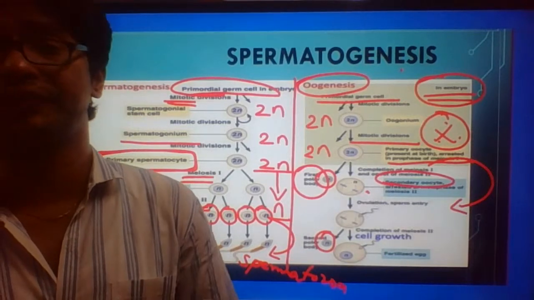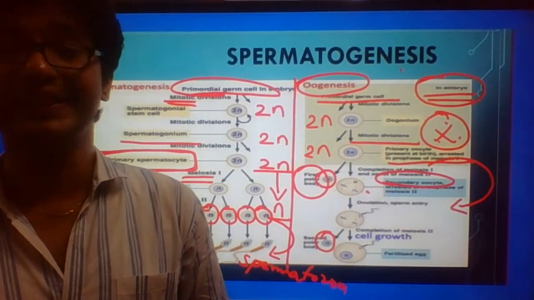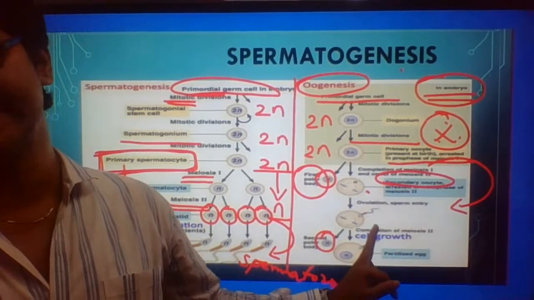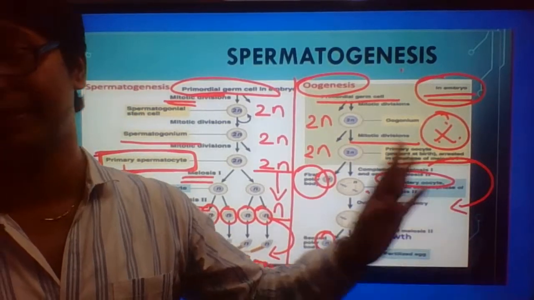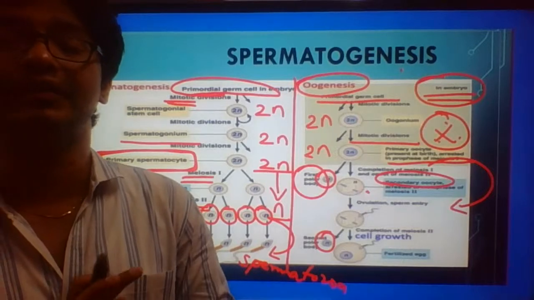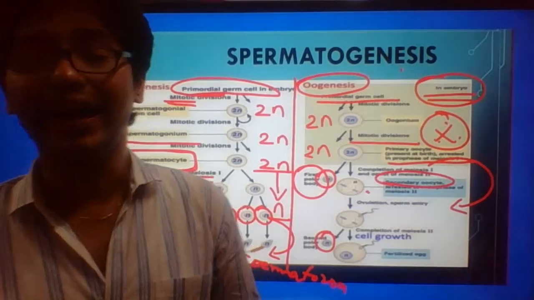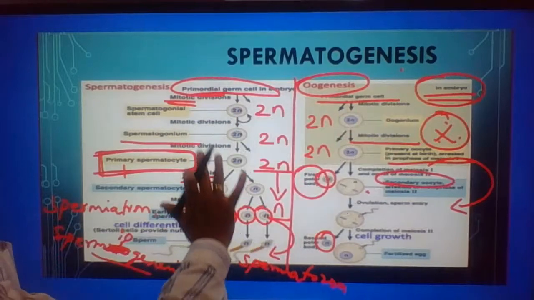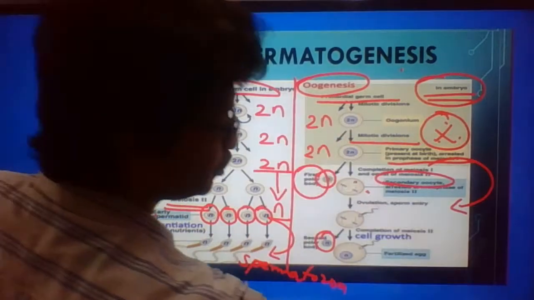You can ask, sir, what will be the fate of the polar body? The polar bodies will degenerate. Only the functional secondary oocyte goes for fertilization. Once it's fertilized, the oogenesis process comes to an end. This is how you need to recollect the difference between spermatogenesis and oogenesis.